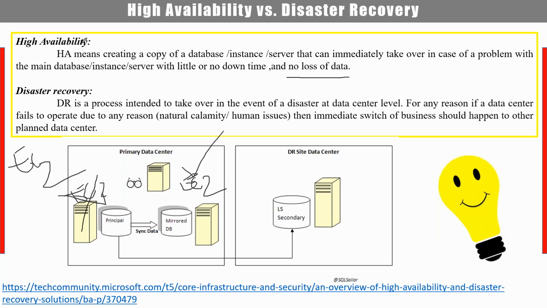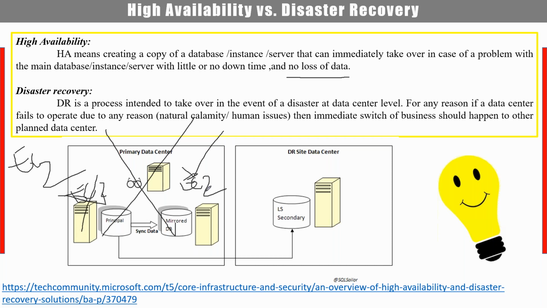That is the main purpose of high availability. Your services, your database, your server, your instance need to run 24 by 7, 365 days. If something happened to this, I can recover it very quickly because this is available in the same data center, without data loss. In case something happened to the entire data center, I'm already maintaining high availability within the data center.